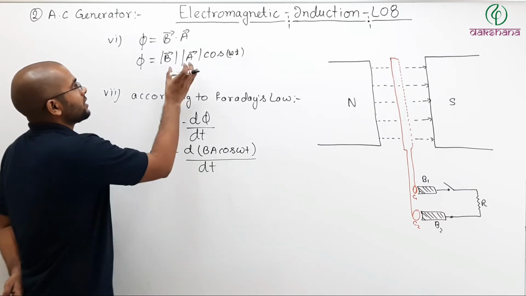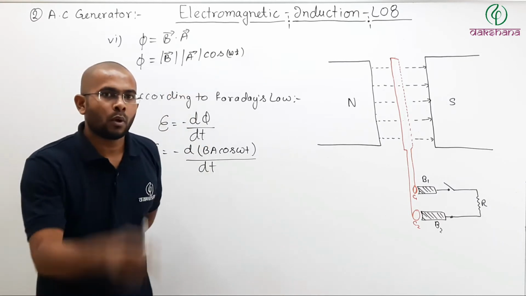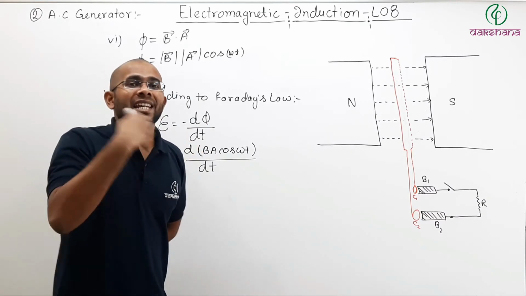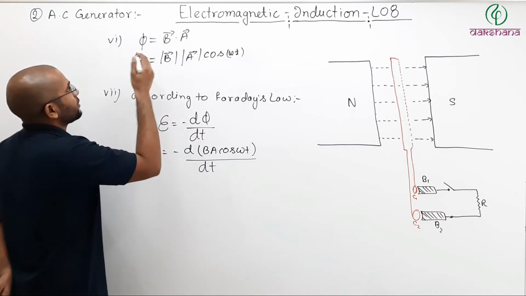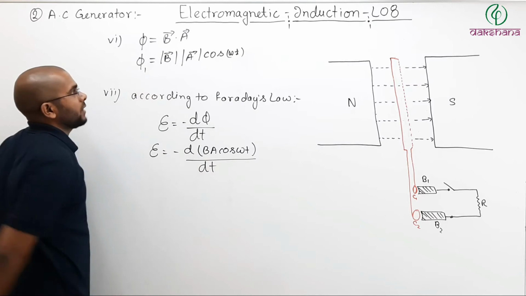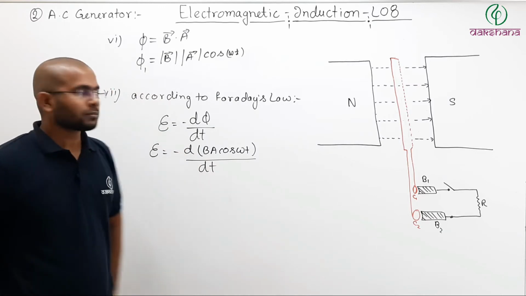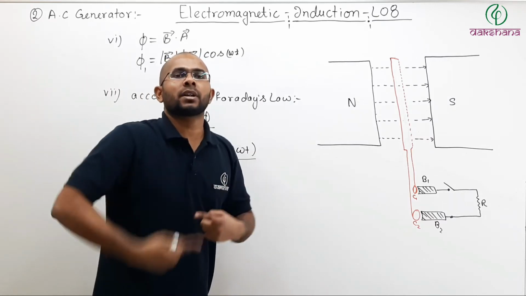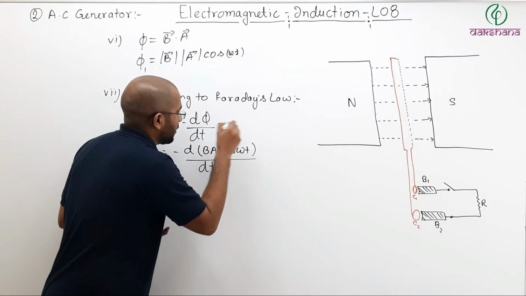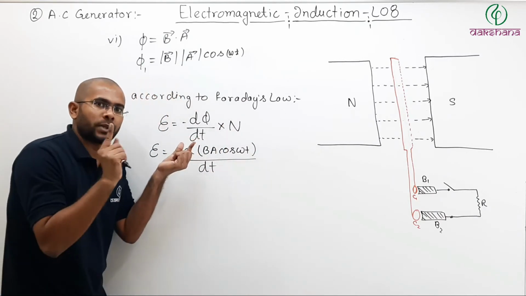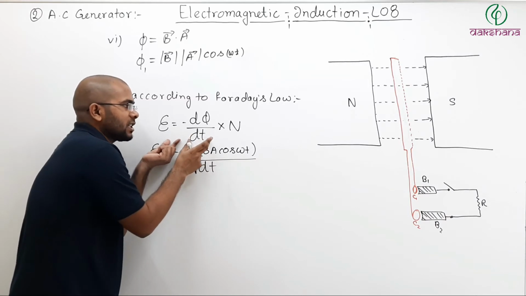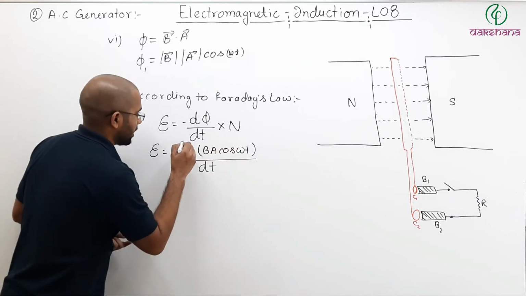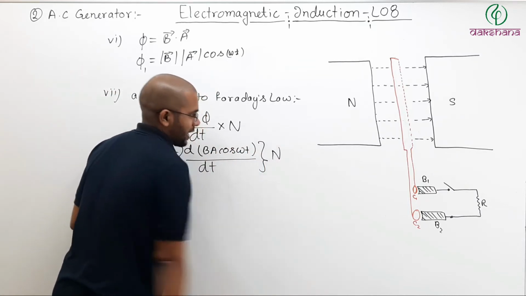But remember, this is the flux through one loop, and my coil has N number of turns. So can I write it like this? This is phi 1, the flux through one loop, and if I want the total EMF, I will have to consider N number of loops. This is due to one loop, right? So if one loop generates this much, then N number of loops will generate N times as much. So here, multiply by N.